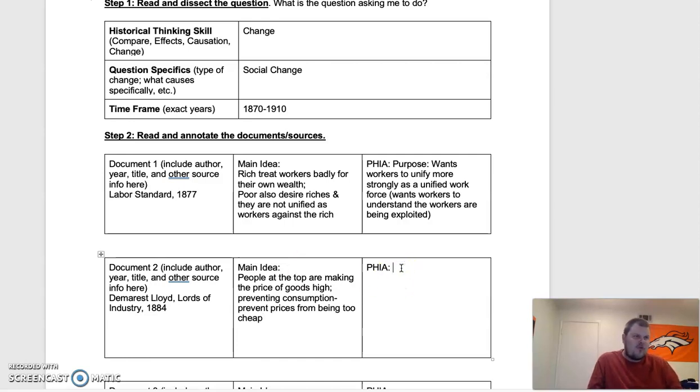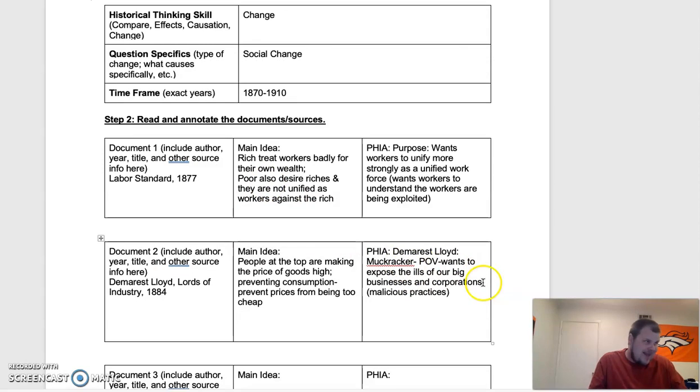And right away, actually, if you recall, and you might not remember this, but we talked about Demarest Lloyd for probably 10 seconds in class, but you might remember him. He's a muckraker. So because of that, we could definitely do a POV here, which is the fact that he wants to expose the ills of our big businesses and corporations and their malicious practices. And that we know because he's a muckraker, and that's what muckrakers like to do. If you remember Demarest Lloyd, he actually was big against Standard Oil more than anything else. So that was his big gripe.